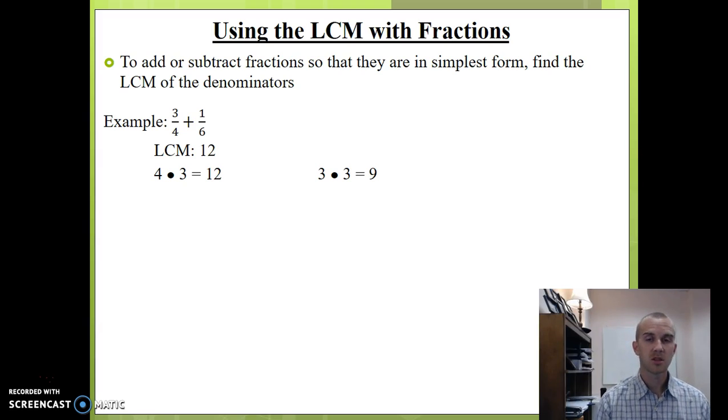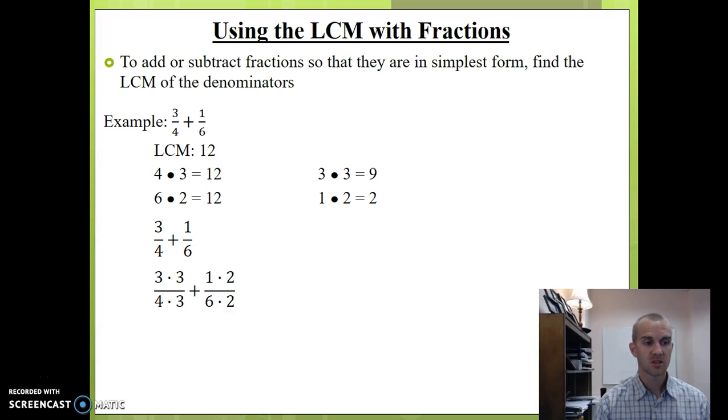For 3/4, I need to multiply my numerator and denominator by 3. 4 times 3 gives me the 12. 3 times 3 gives me 9. For my second fraction, to get that common denominator, I need to multiply both the numerator and denominator by 2. Because 6 times 2 gives me 12, so 1 times 2 is 2. So with 3/4 plus 1/6, I'll replace them with that common denominator, multiplying by 3 and then by 2. And it gives me 9/12 plus 2/12. I add my numerators and I get 11/12. And it's already simplified at this point.